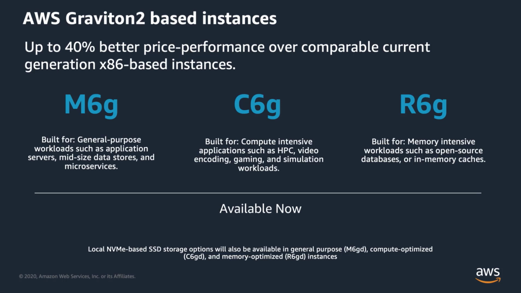Similarly, we have C6G, which are the compute optimized versions of those, and then R6G, which are the memory optimized versions of those. All three of these instance types are available today. If you just log into the console or via the CLI, you can go and spin up these instances and use them just like any other EC2 instance today. We will add local NVMe-based SSD storage options to these in the near future across all three families, general purpose, compute optimized, and memory optimized. And they offer up to 40% better price performance over current generation comparable x86-based instances.